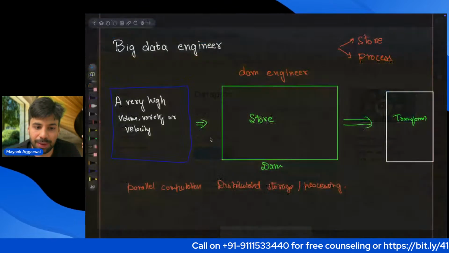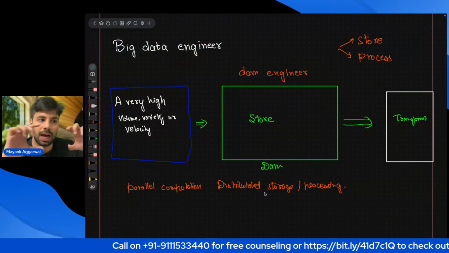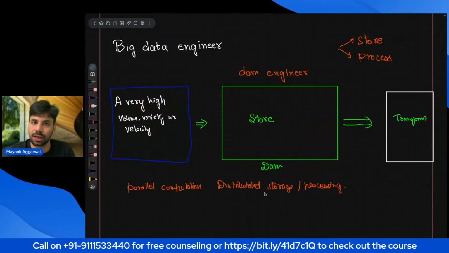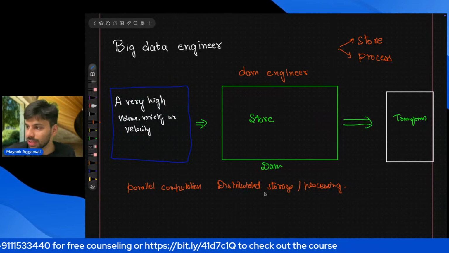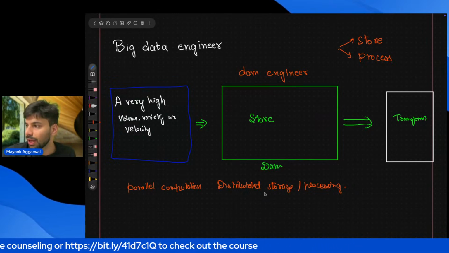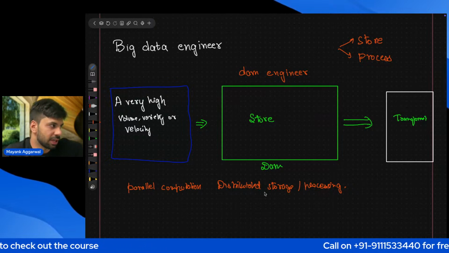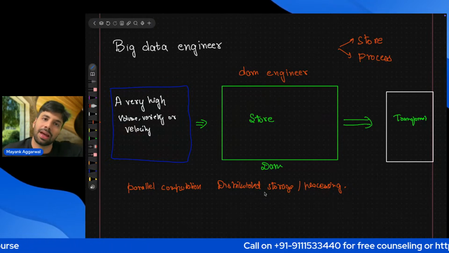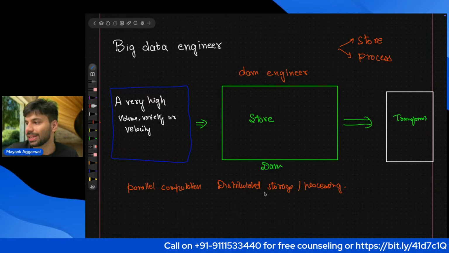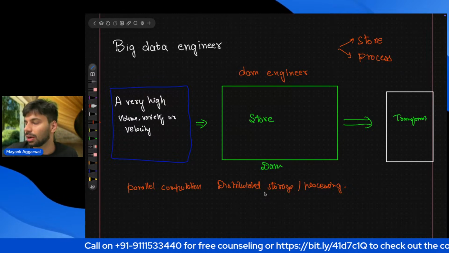What I mean by distributed storage and processing is that I am using multiple of these PCs. And because I'm using multiple PCs, what exactly is happening? I am doing distributed storage and distributed computing. I'm storing it somewhere in steps, in places, and I'm working on it in a similar way in places. So that is the major thing which we do in that.